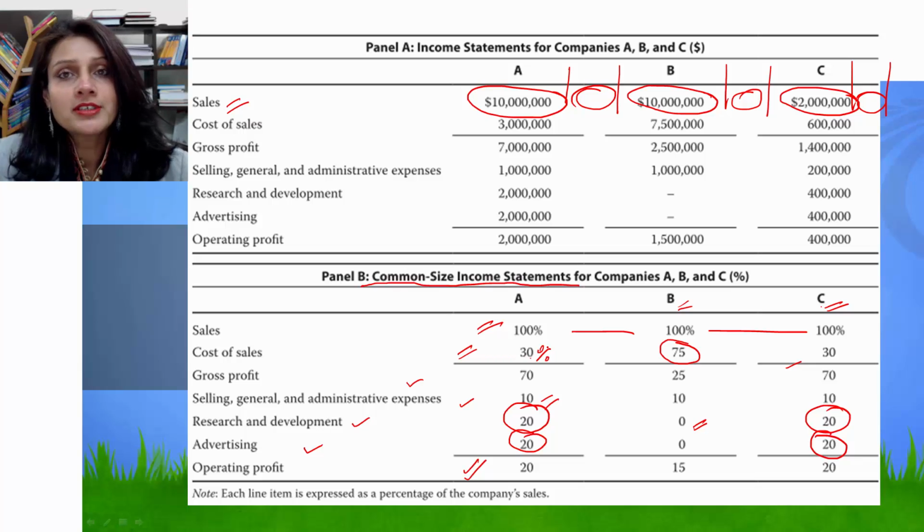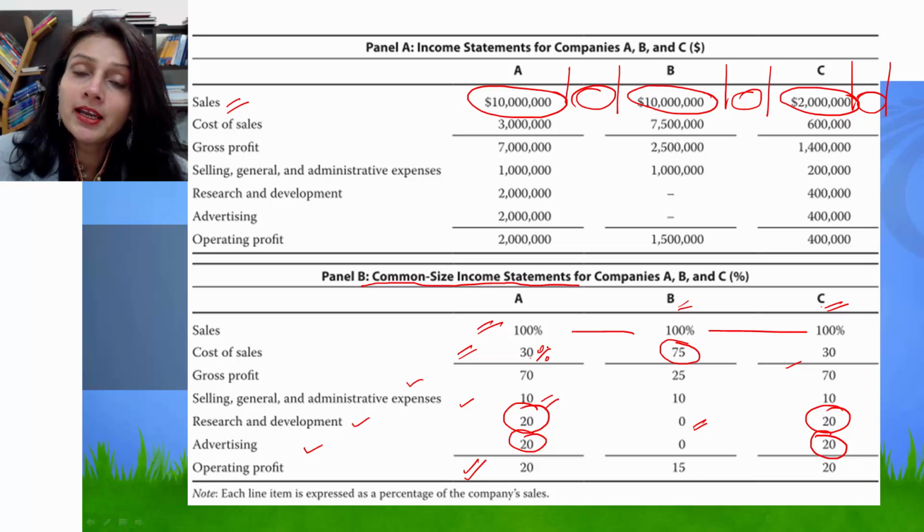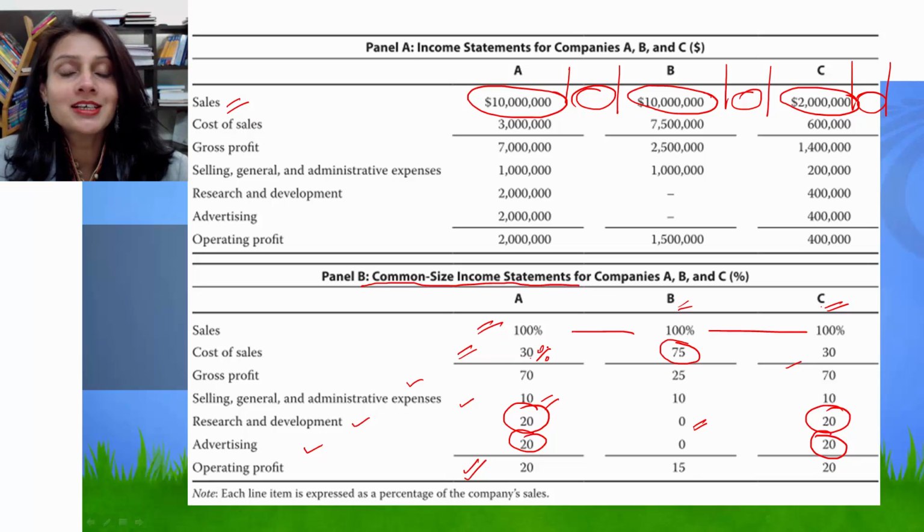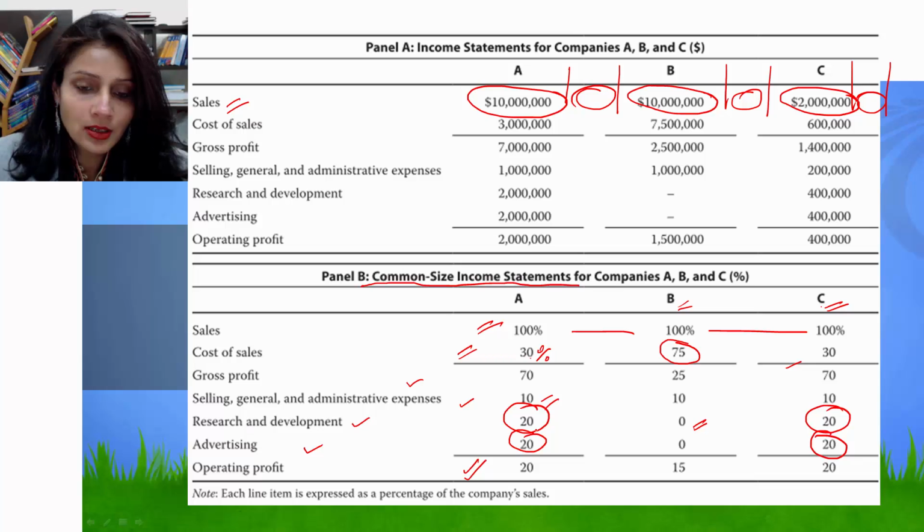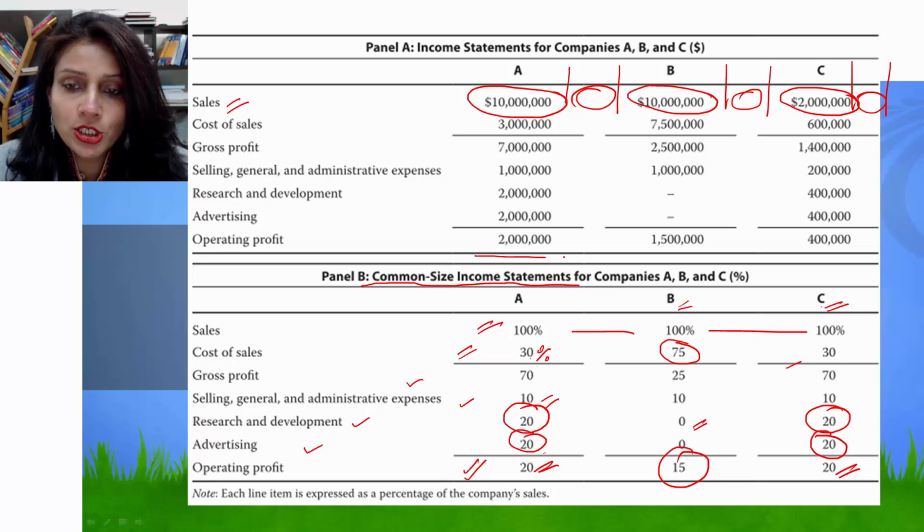So while cost of sales is a lot for company B, company C and company A are also spending a lot of money, but they are spending it in a different area. They're spending it in research and development, and they are spending it in advertising. And the operating profit margin for both A and C is 20%, which is greater than the operating margin of company B. So now let's see how this can be different from the top portion of this presentation.